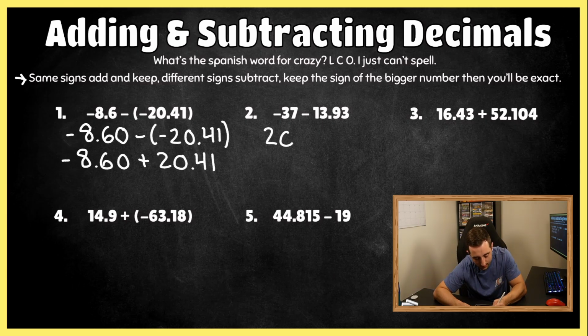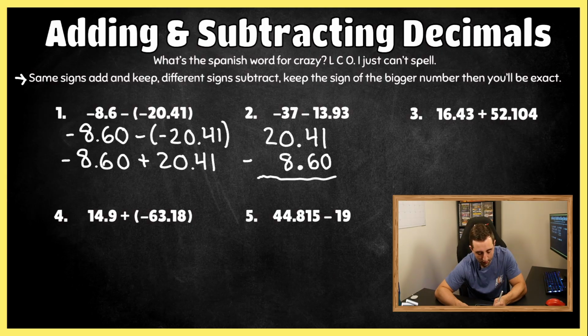So we have 20 and 41 hundredths minus, make sure you line up your decimal points, line up your place values. This is where a lot of students make mistakes. You want to make sure everything is lined up perfectly. We'll draw our equal sign here.